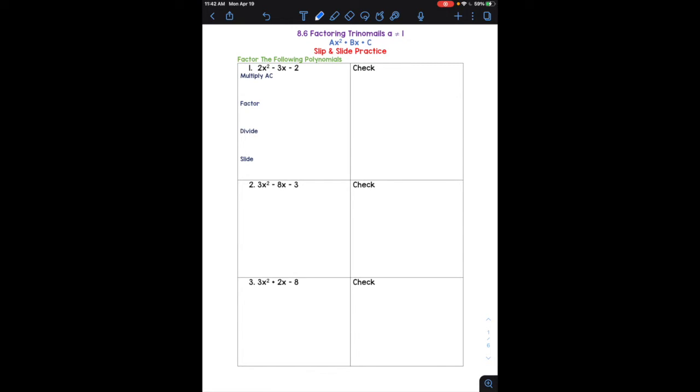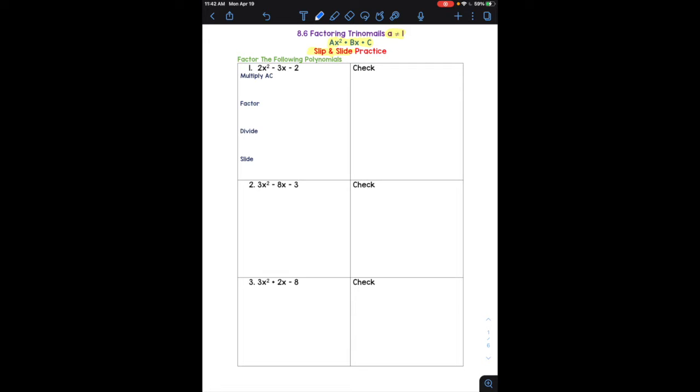Guys, today's lesson is section 8.6, factoring trinomials when a is not 1. Remember from the previous lesson, the trinomials that we are factoring are in the form ax squared plus bx plus c, where the a value is our leading coefficient, or the coefficient for the term with the x squared. This method I like to call slip and slide, such that it will help you remember the procedure and the steps in order to factor these types of trinomials.